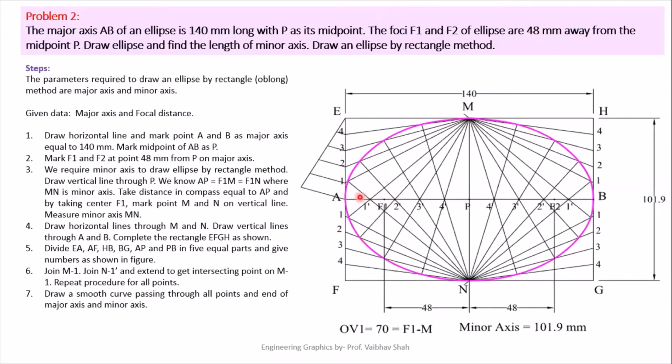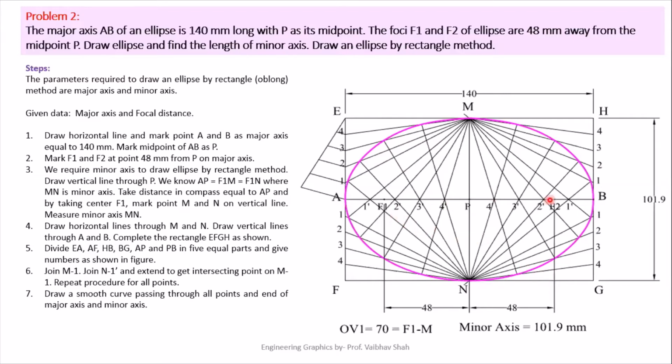So let us first draw the major axis of 140 mm. We have to draw one horizontal line and denote it by points A and B, which is showing the major axis. After that, we will specify this midpoint as point P, which is the center point of your major axis. From your midpoint P, our two foci are 48 mm on either side. So let us plot the first focal point F1 48 mm away on the left hand side and F2 48 mm away on the right hand side.